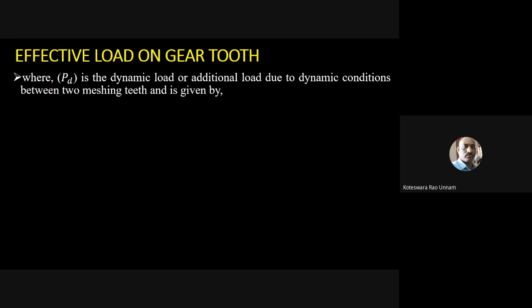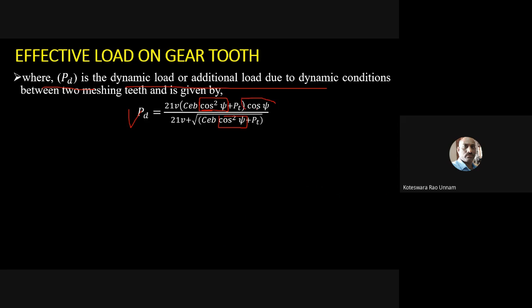Now if you want to see the formula for dynamic load from the Buckingham equation, this is the formula. There is a slight variation here. You have an additional term cos square psi here. Here also you have cos square psi. Earlier you have 21 into V, C E, B. Earlier you don't have this helix angle, so because of the helix angle this comes into the picture. Even you have a cos psi here. Anyway, no need to remember this.